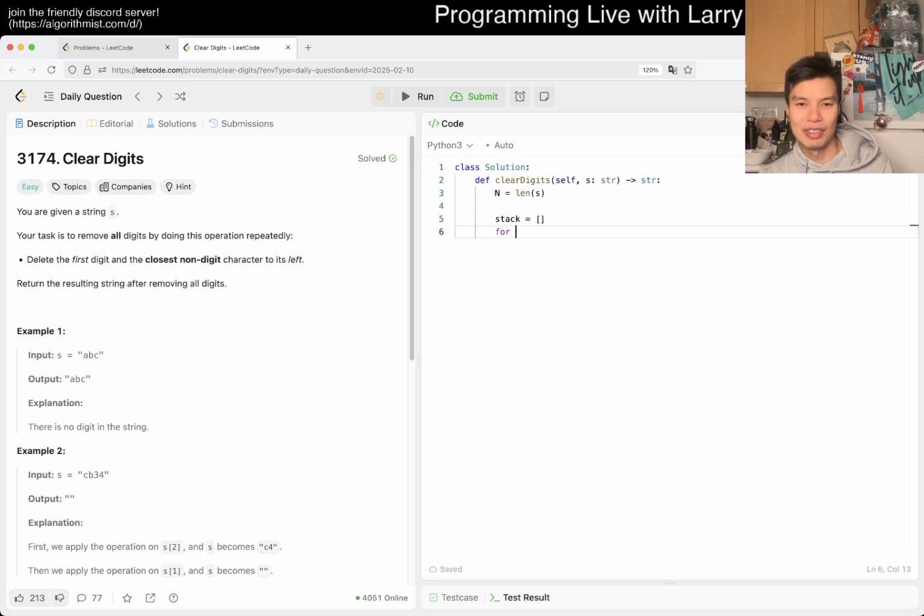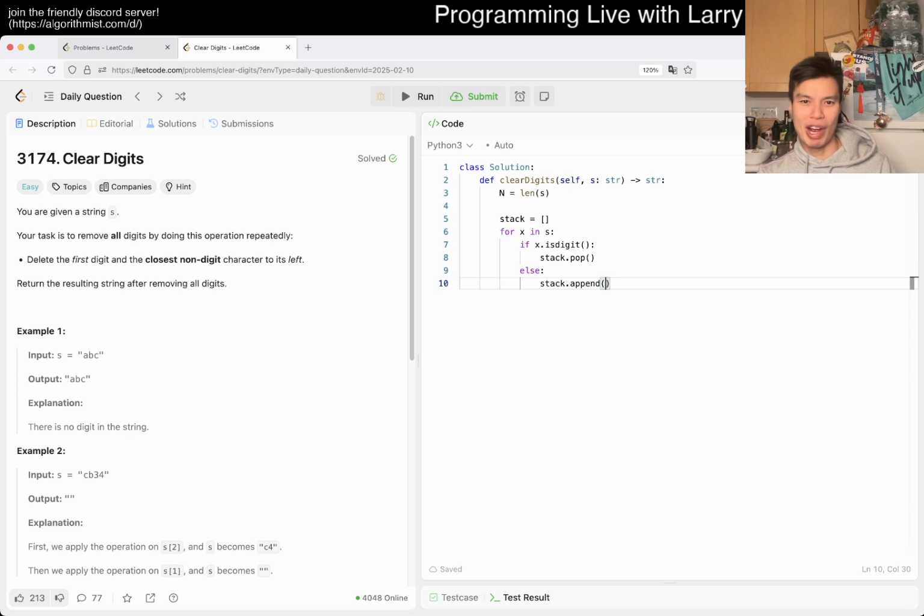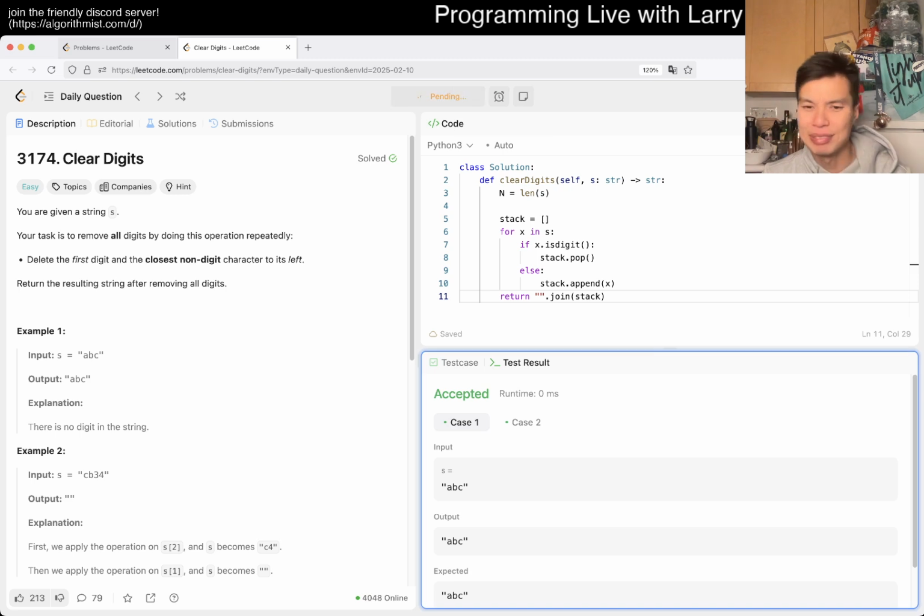So yeah, for x in S, if x is digit, then stack.pop. What? Why would it add an extra one? Oh, sorry, I misspelled digit, didn't I? How did that move like 4 spaces away? It's crazy. And then that's it, right? Pretty straightforward stuff, in theory.